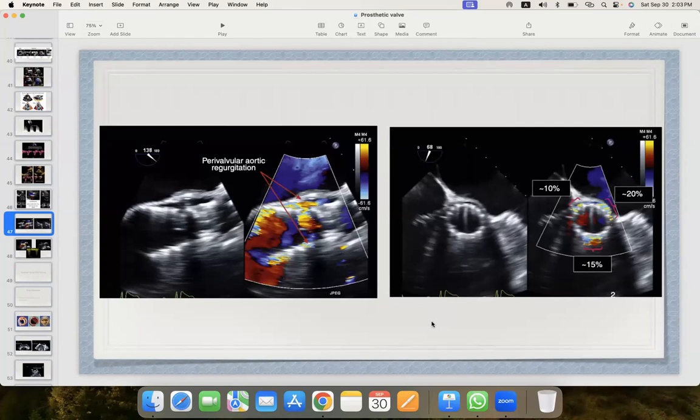This is another example of a patient with a severe paravalvular leak. If you calculate here, we have 10%, 20%, 15%, so it adds up to severe regurgitation. This patient has a post-TAVI CoreValve, and most likely has a significant paravalvular leak because the valve was inserted too deep. In this case, we either recapture the valve and try to put it higher, or sometimes we try to balloon it. And if it doesn't work, we can insert another valve.